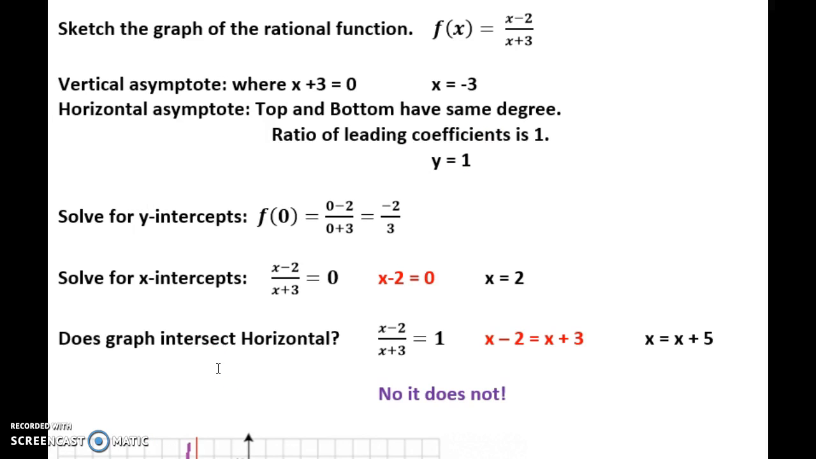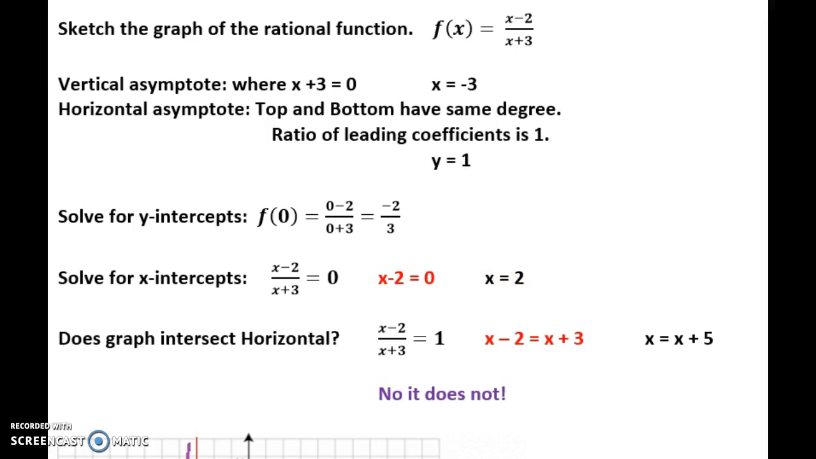Step 3 says to find the y-intercepts. You find y-intercepts by plugging in x equal to 0. So plug a 0 in here for x, and we get the answer -2/3, so that's our y-intercept. Step 4 says to plot the x-intercepts by solving for where the function will equal 0. And so multiply both sides by x plus 3, and 0 times anything stays 0. So we're left with this. Now add 2 to both sides, and we get that x equals 2.